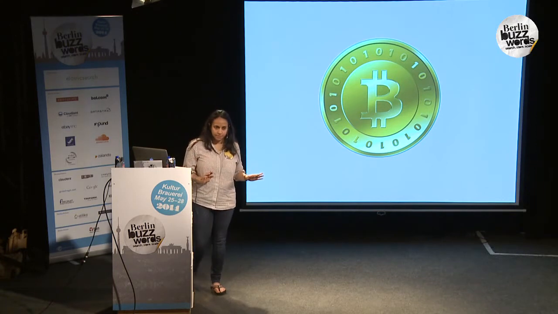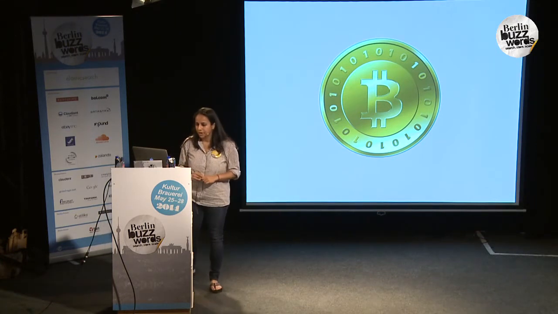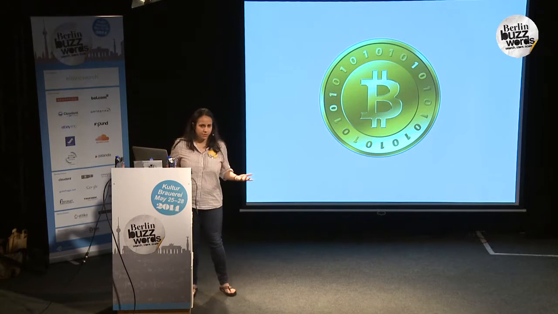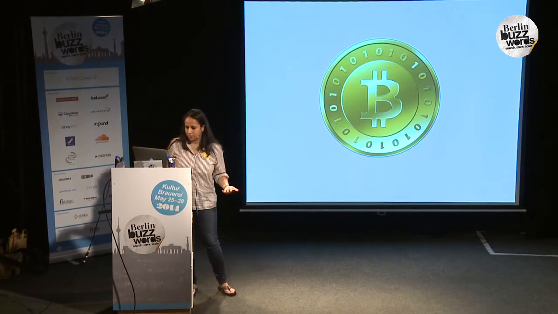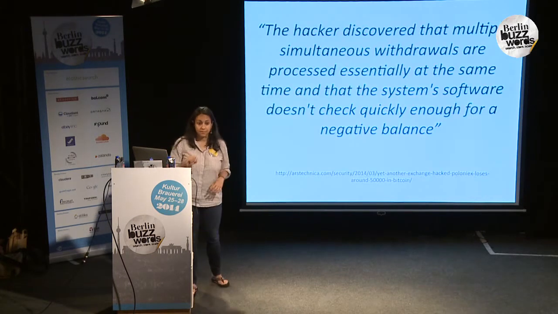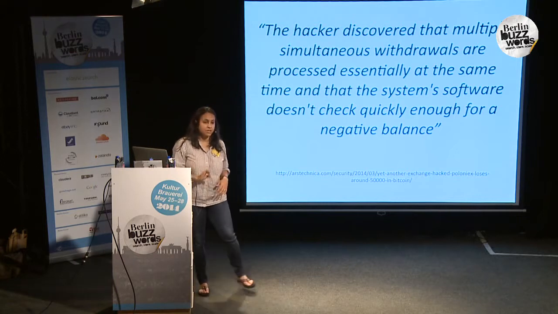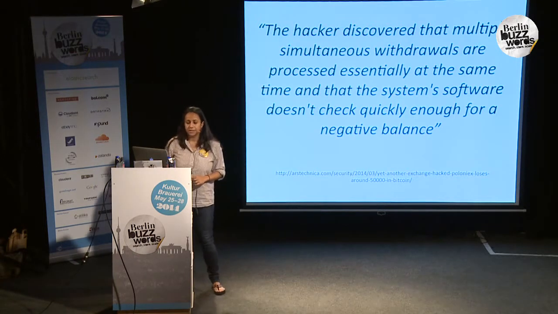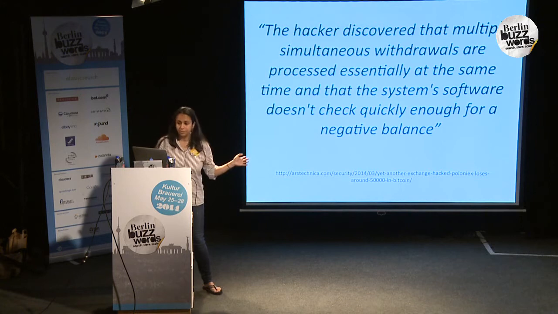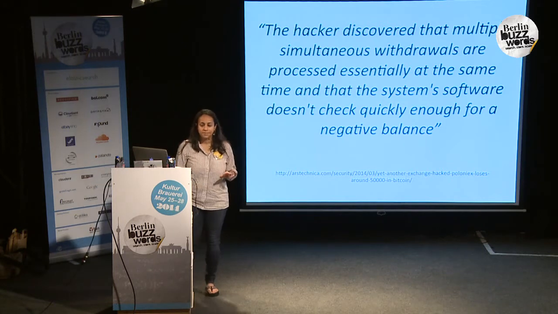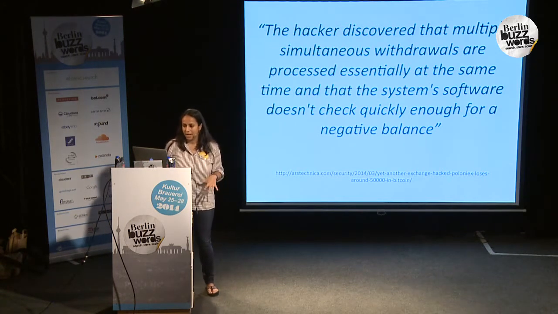Well, I've been looking into this a little bit, and I found an interesting example. Usually these are described as security attacks, like the security on the website wasn't good enough. But here's what happened in at least one case, with an exchange called Poloniex. This is a quote from an Ars Technica article. The quote says, "The hacker discovered that multiple simultaneous withdrawals are processed essentially at the same time and that the system software doesn't check quickly enough for a negative balance."